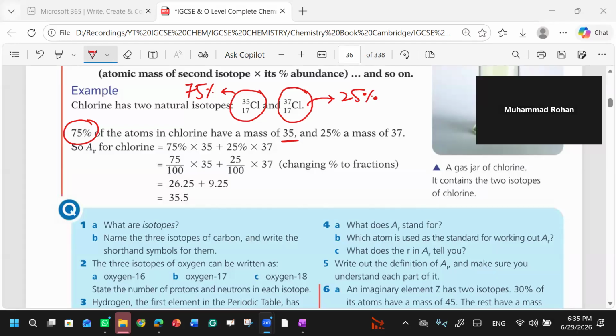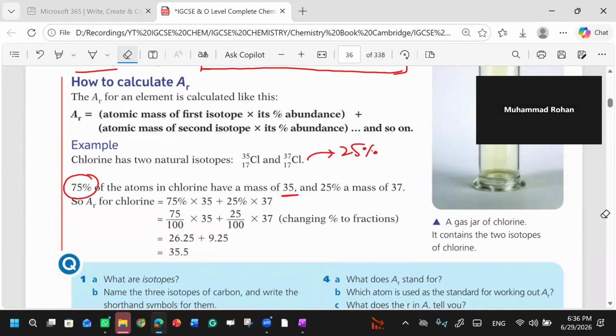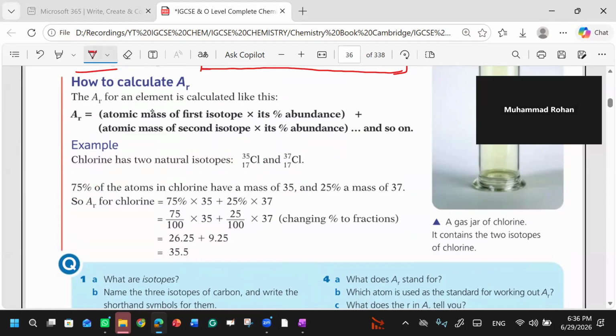Okay. I was telling you about the chlorine. Why are we taking the abundance into account? Because otherwise, just by the isotopes, you cannot calculate the atomic mass. This is the formula: firstly, the atomic mass of the first isotope, then its abundance. You will multiply these two.